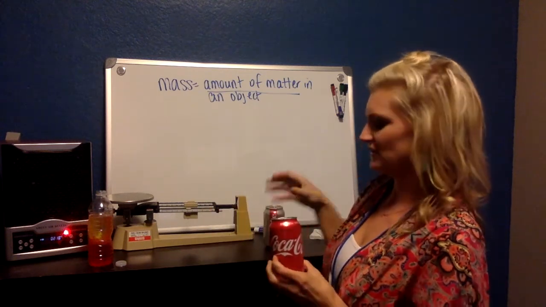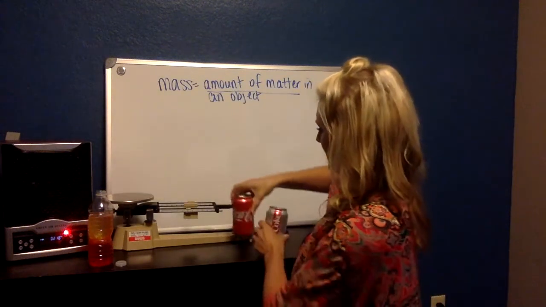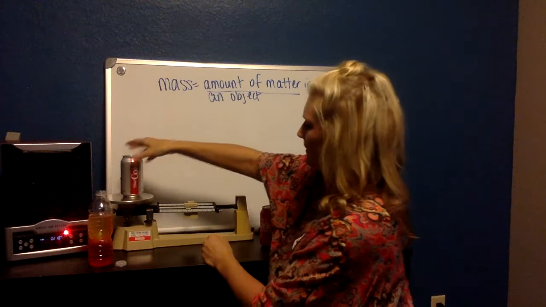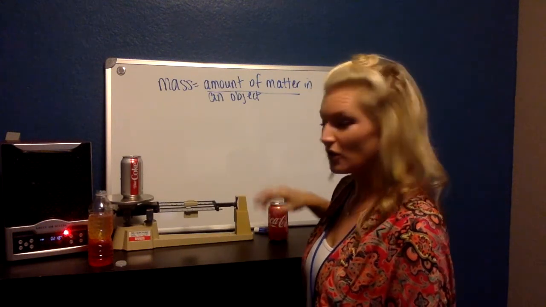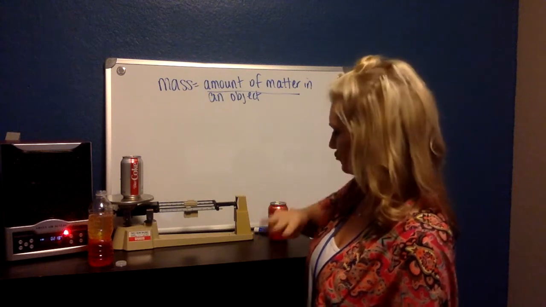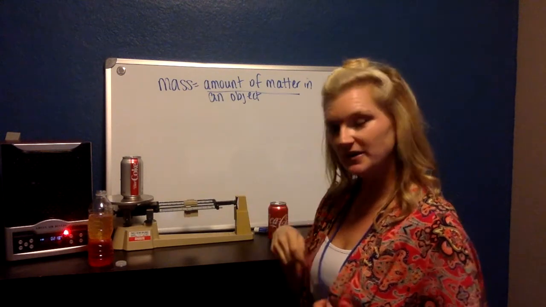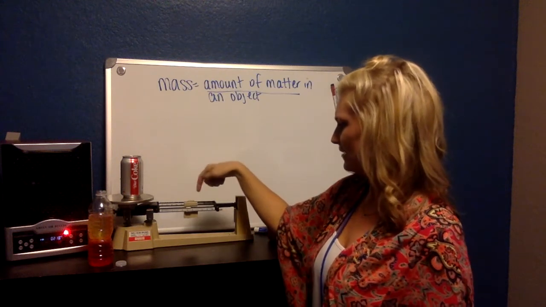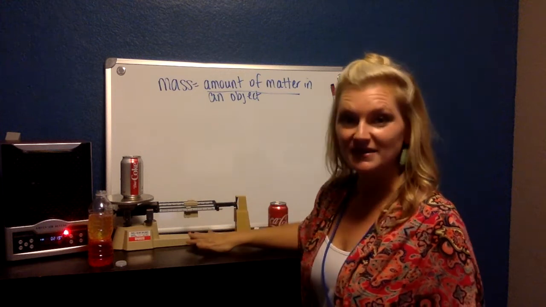And so what I want to do is look at the difference in the mass. I'm going to put the Diet Coke, actually I did the Diet Coke last. Hopefully you know that this is what's called a triple beam balance. It's called triple because triple means three. There are three beams, one that measures in hundreds, one that measures in tens of grams, and then one that measures in 1 grams.